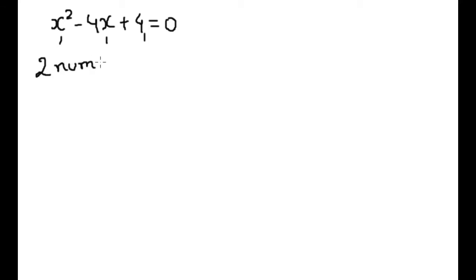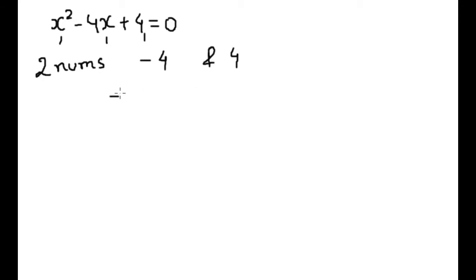Our first example is x squared minus 4x plus 4 is equal to 0. This is a trinomial function because there are 3 terms. Now our first step, we have to find two numbers whose addition or subtraction should be minus 4 and multiplication should be 4.